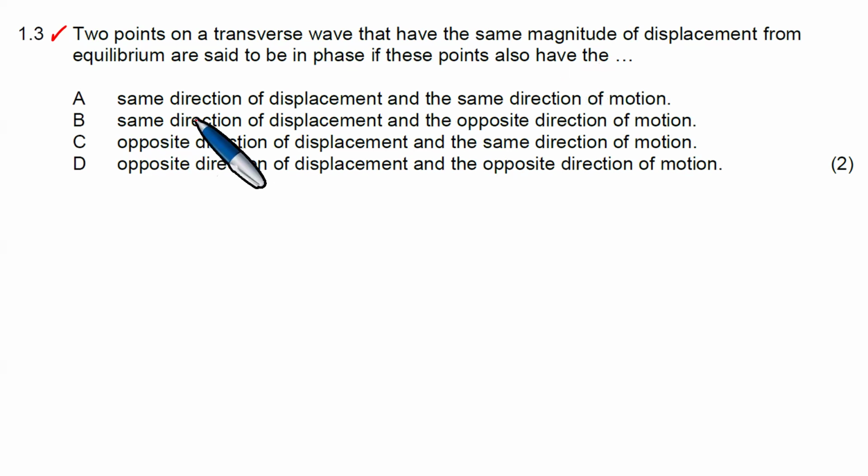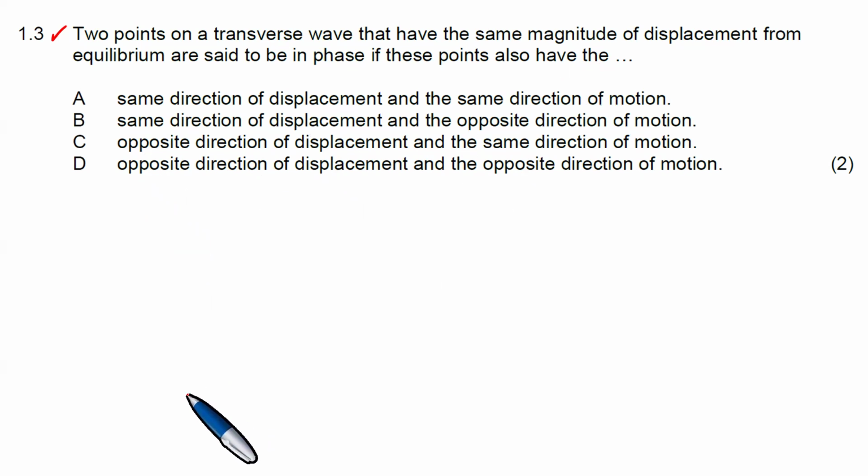A, the same direction of displacement and same direction of motion. B, same direction of displacement and opposite direction of motion. C, opposite direction of displacement and same direction of motion. D, opposite direction of displacement and opposite direction of motion. Okay, look at this very carefully and let us know what you think of this.